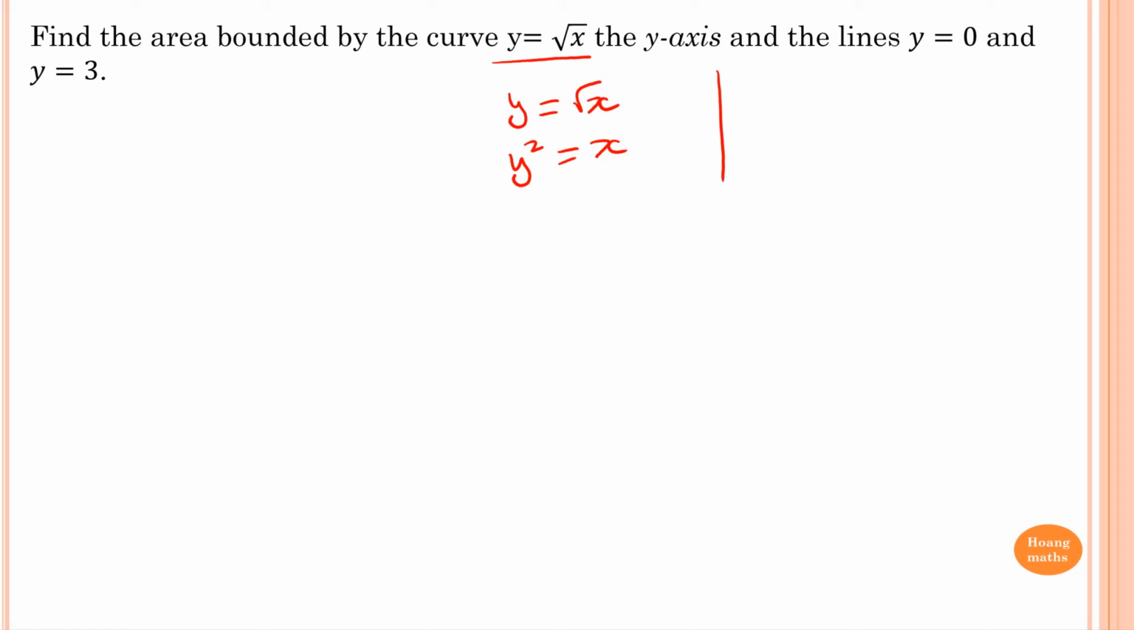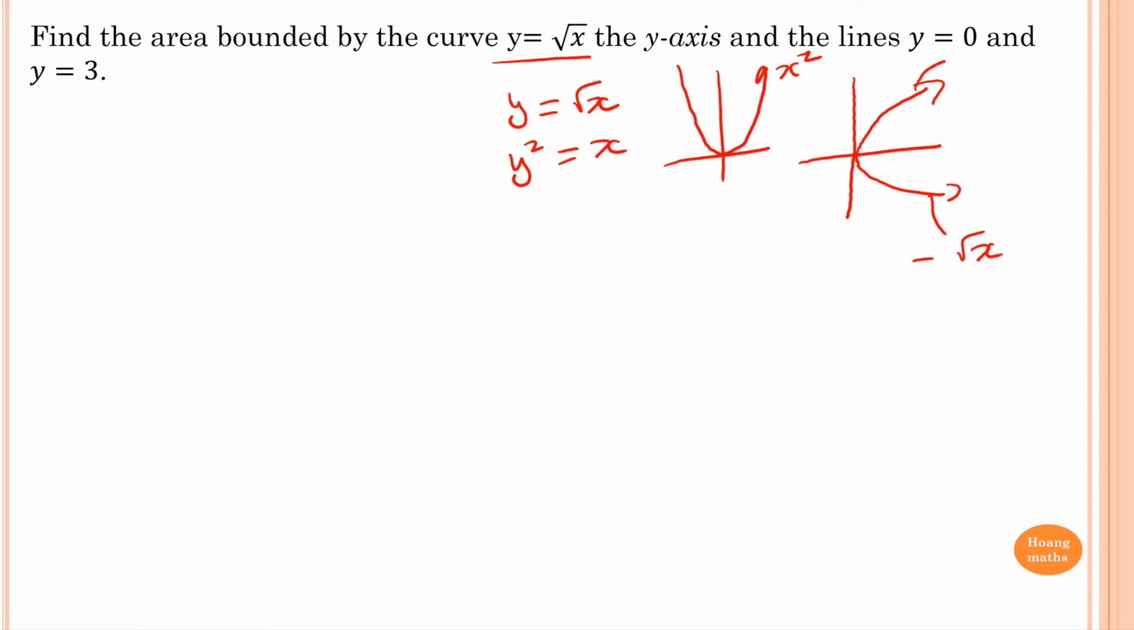So we know that y equals x squared, the graph's like this, okay? And then x equals y squared, the graph is like this sideways. And remember, this one is the negative square root of x, this is the root of x. So we only look at the first quadrant. So we just quickly draw it here. The graph goes like this, starting from y equals 0 to roughly 3 here.